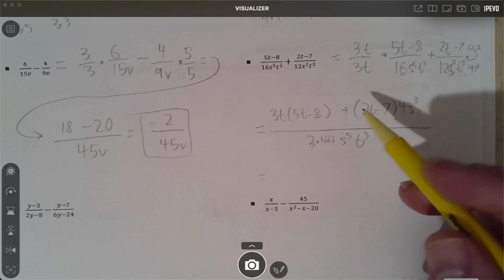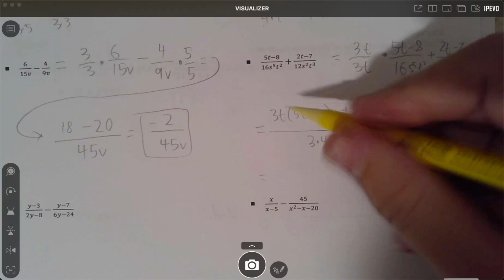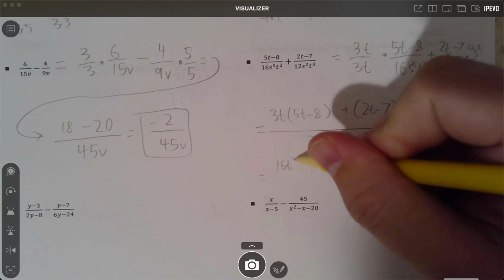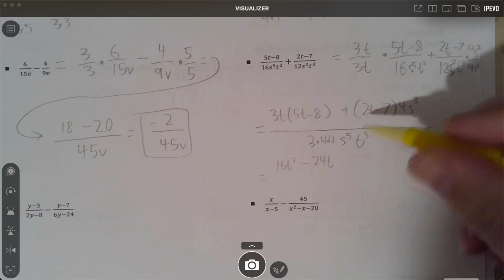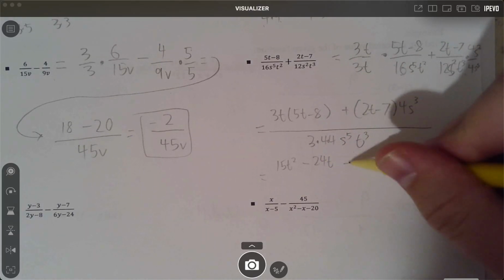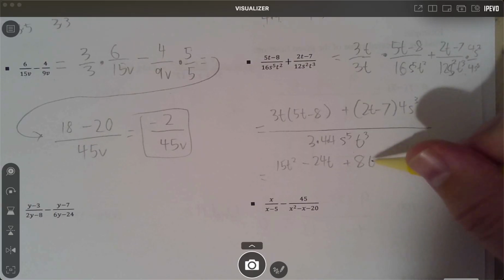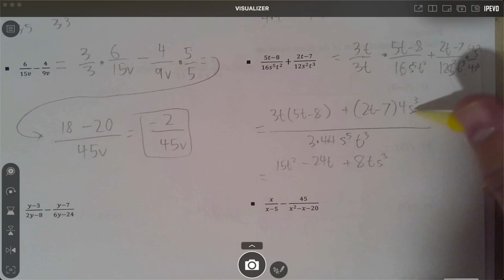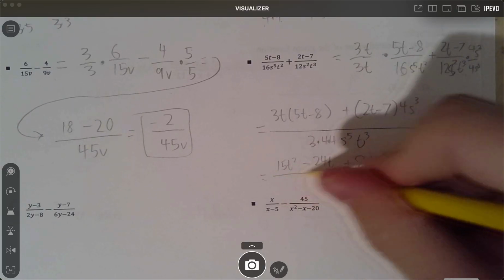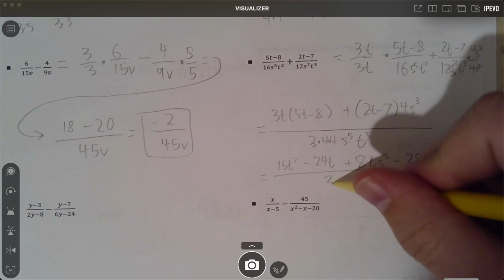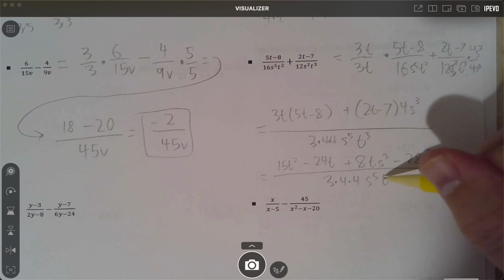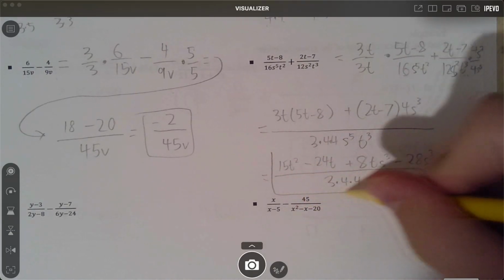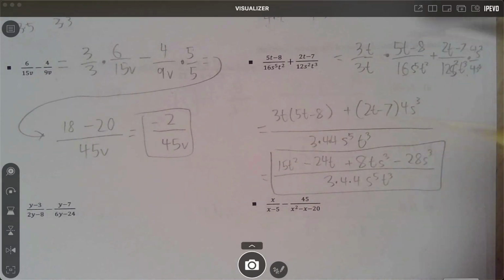Well, now we're going to need to carefully distribute our numerators. That's going to be 15t squared minus 24t. If I distribute this, it's going to be plus 8ts cubed, and then minus 28s cubed. All of that is going to be over my common denominator of 3 times 4 times 4 times s to the 5th times t cubed. Now this is your final answer, but we need to talk through why for a second.